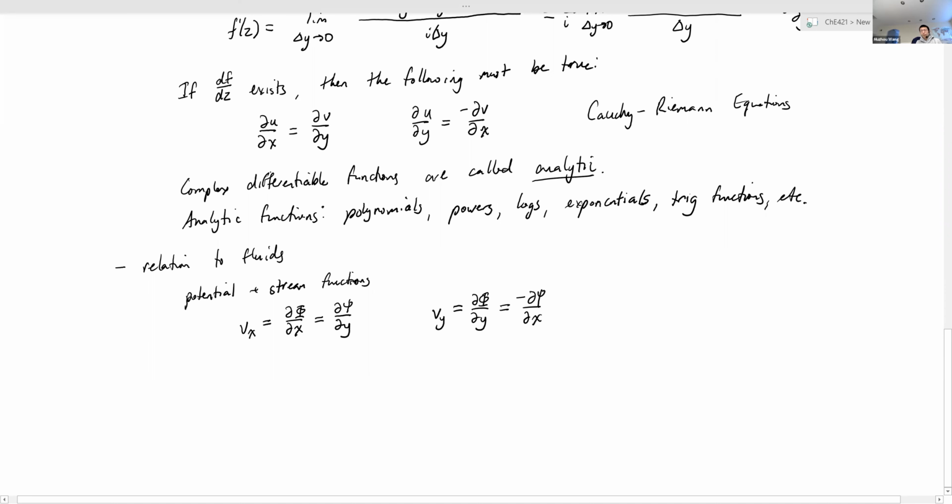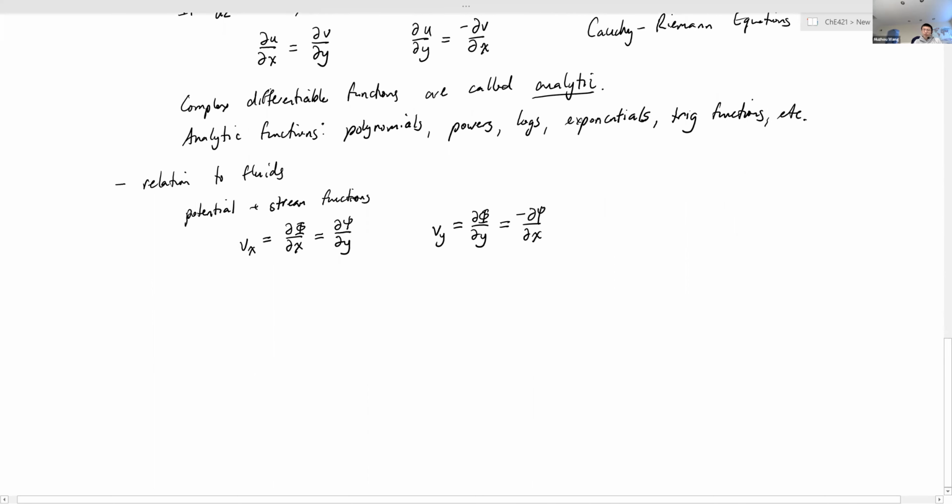Okay? Check it out. You guys can see me waving my mouse around, right? Do you guys see the similarity here? It turns out that the potential and the stream functions satisfy the Cauchy-Riemann equations. Okay.